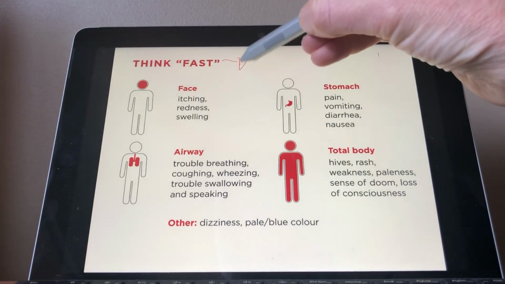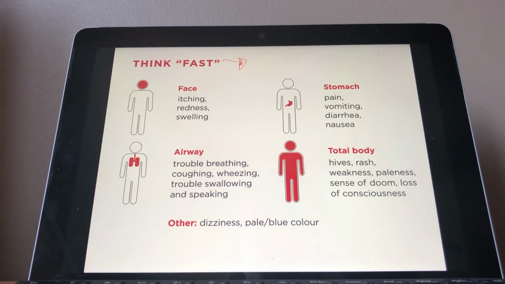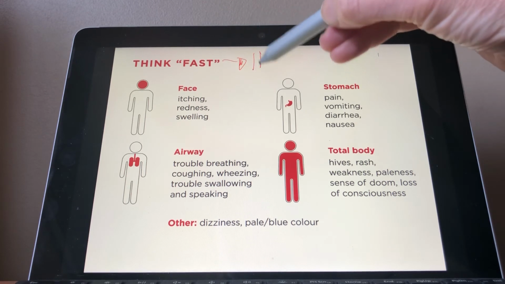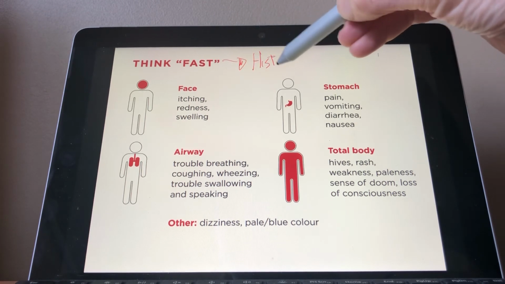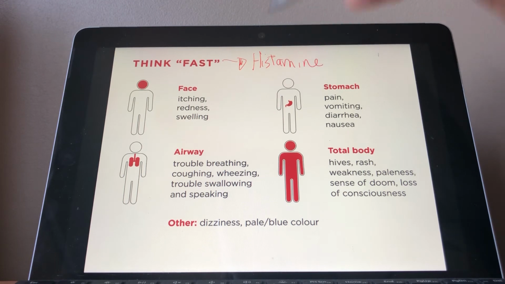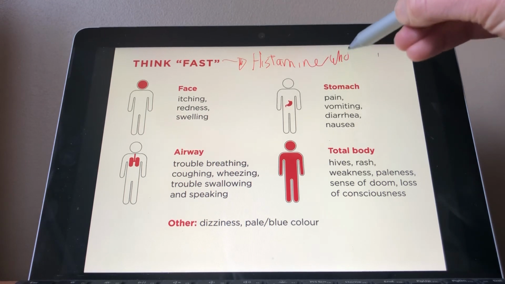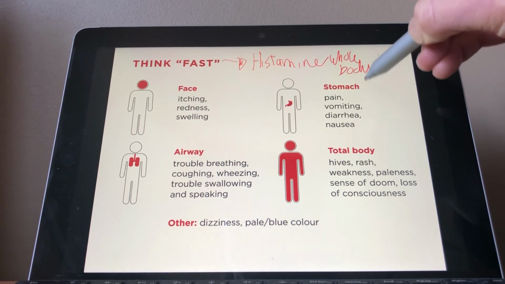All right, so first of all, when you are in this situation, you have way too much histamine. Somebody who has a severe allergic response to the point where they can die is because there's too much histamine being released all at once. So their whole body is releasing this histamine.